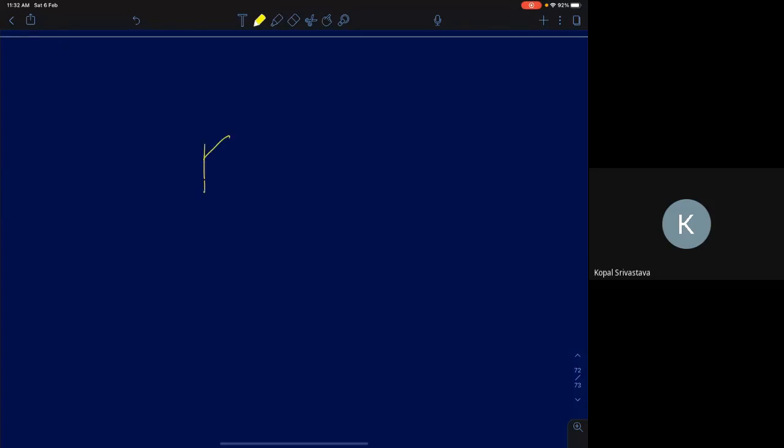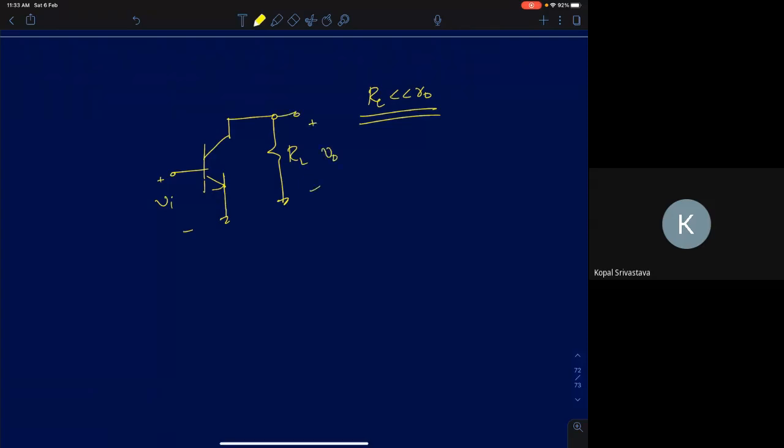So we said that if, let's say, we build a common emitter amplifier, and I connect a load resistance RL, and assume RL is much smaller than R0. You can ignore R0 for the time being. What is the small signal voltage gain for this? V0 is the voltage. What is the small signal voltage gain? Minus gm RL. Is that right? So minus of gm RL.